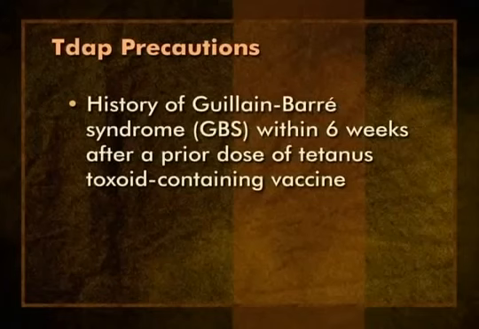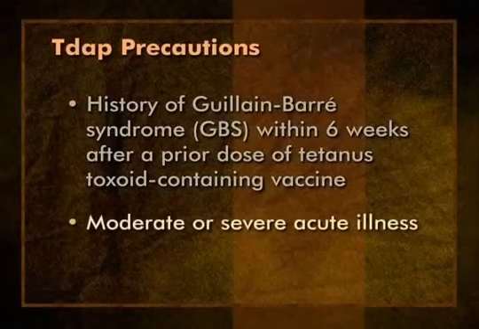A history of Guillain-Barré syndrome within 6 weeks after a prior dose of tetanus toxoid-containing vaccine is a precaution to Tdap. This is also a precaution for other tetanus toxoid-containing vaccines. Finally, a moderate or severe acute illness with or without fever is a precaution, as it is with all other vaccines. It is worth mentioning here that some conditions that are precautions to the use of pediatric DTaP are not precautions to the use of Tdap.